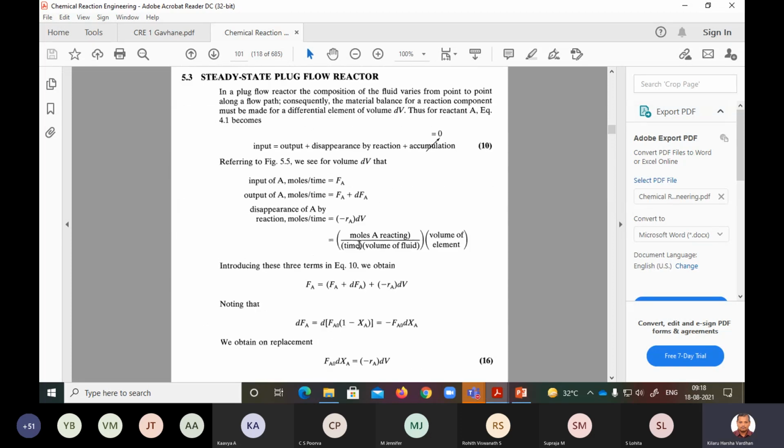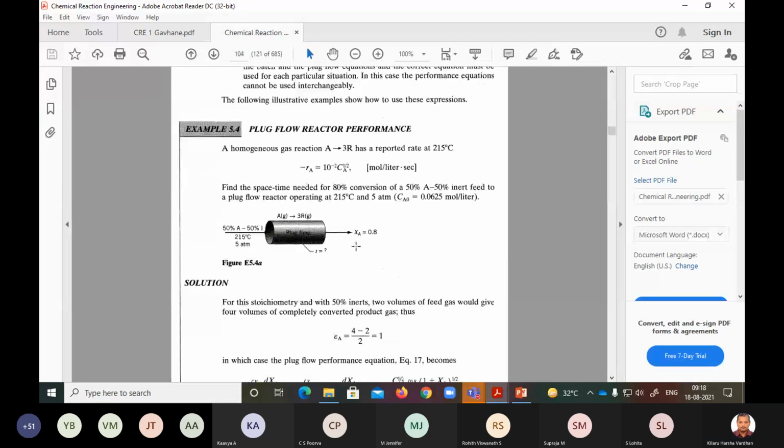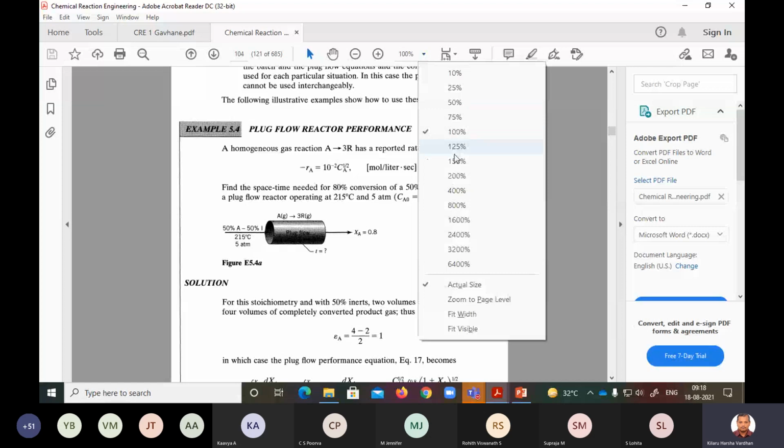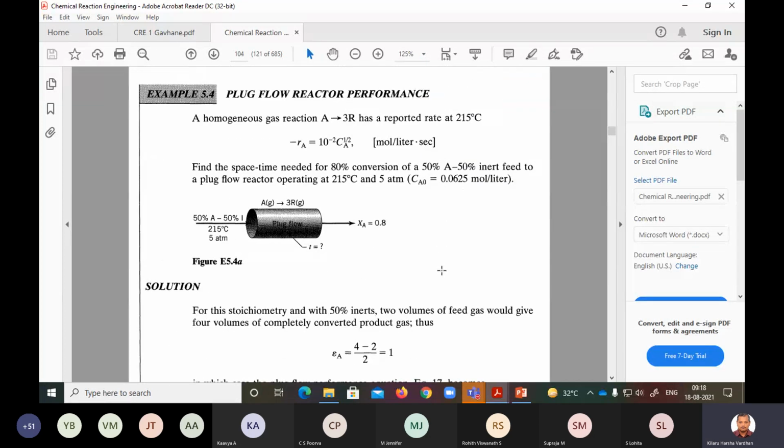So let us do some problems on the plug flow reactor. Please write this problem. A homogeneous gas reaction, A gives 3R, is reported at 215 degrees centigrade. It is giving you the temperature also.